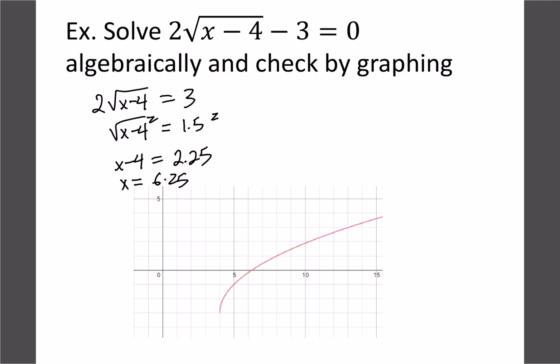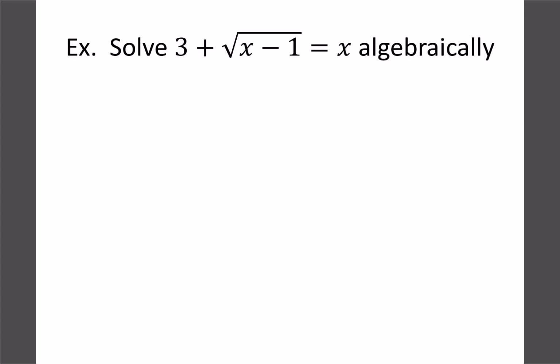And alternately, if we actually graph this original, it's equal to 0, so we might as well just leave it equal to 0, and we can see our x-intercept is at 6.25. So it's a good way to verify is to do both. If you solve it mathematically, still it doesn't hurt to put the graph in just to make sure that it is indeed the same point.